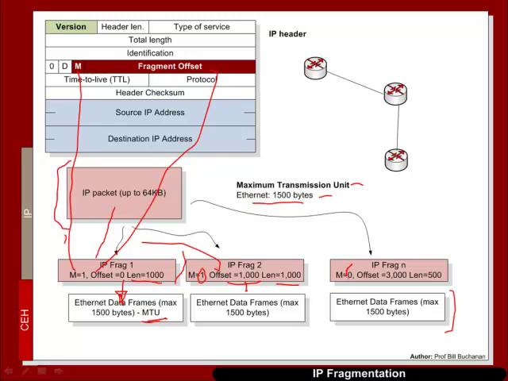So at the very end, the more flag is not set, and then there's an offset, and we get the tail end of the IP packet. In this way, routers or devices can build the original data packet back up into its original form, in this case the larger IP packet.